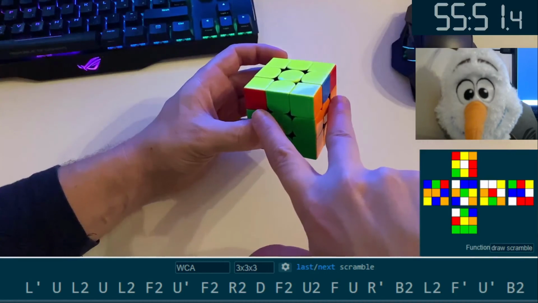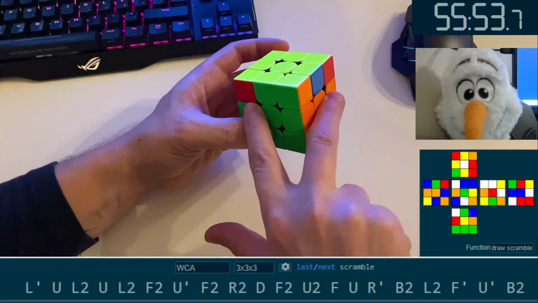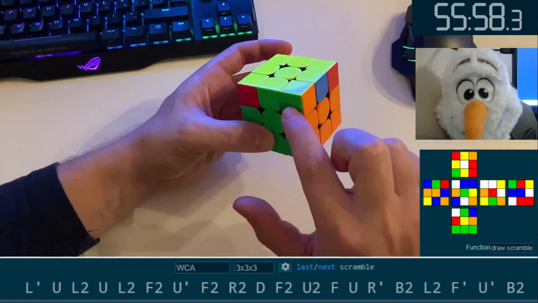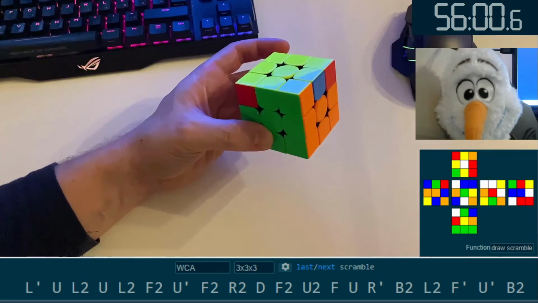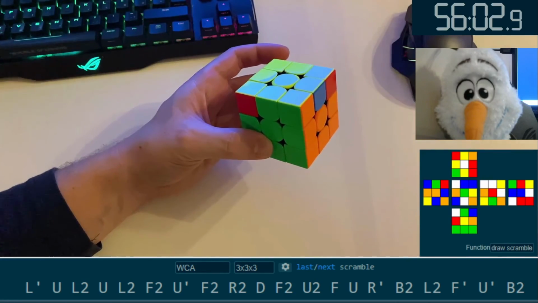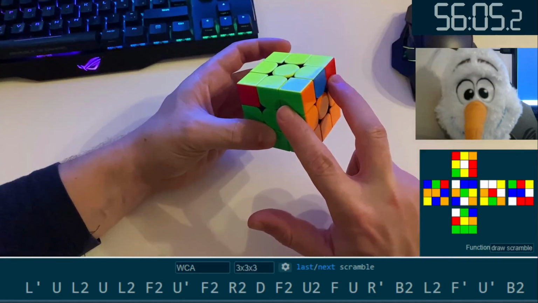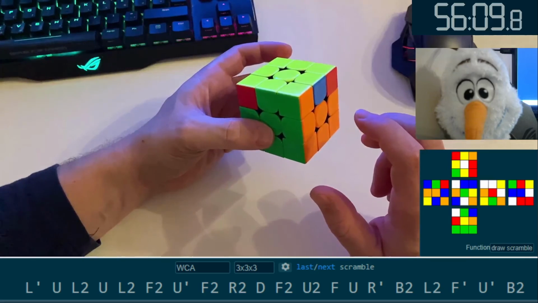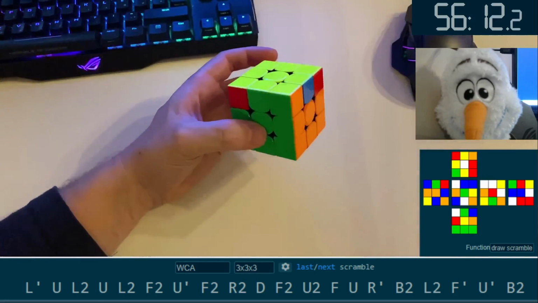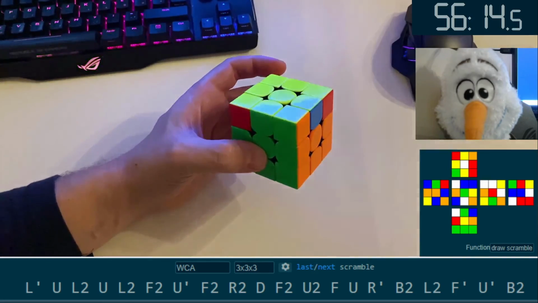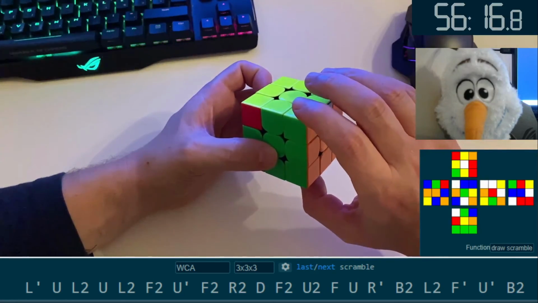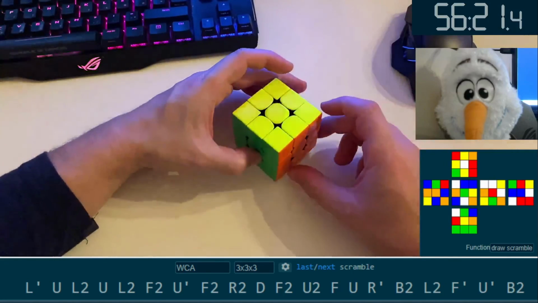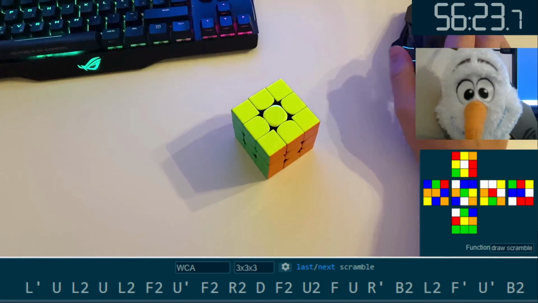And this one is lucky because we've got the red bookends and the green block, and they are adjacent. This means we have a G perm, and that's our final solve, so finishing with G perm is always nice. GA. Nice.